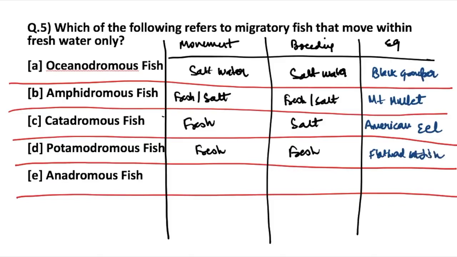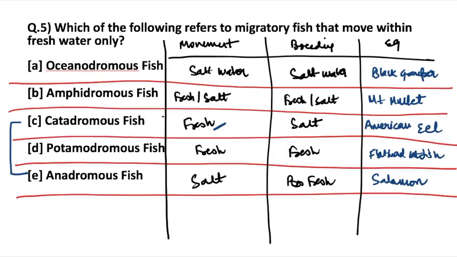The last one, the anadromous fish, so they live in salt water, so the movement is in salt water, but they breed in fresh water. So the example of this is salmon fish. Now catadromous and anadromous, they are complementary to each other. The catadromous moves in fresh water and breeds in salt water. Anadromous moves in salt water but breeds in fresh water.